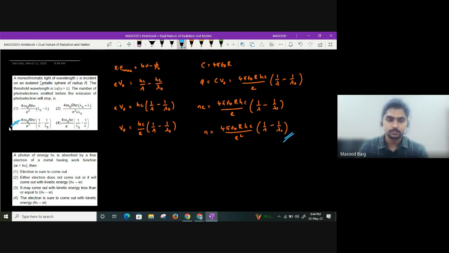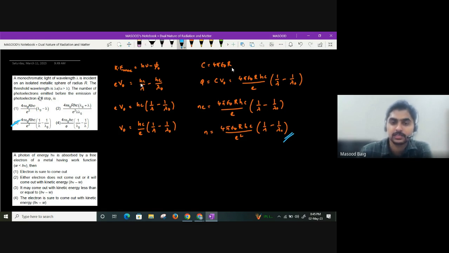The monochromatic light of wavelength lambda is incident on a metallic sphere. Any isolated conductor, as we have studied in electrostatics, will behave as a capacitor whose capacitance will be 4 pi epsilon naught R. Whenever the wavelength is less than the threshold wavelength, lambda is the wavelength of incident light, guys.